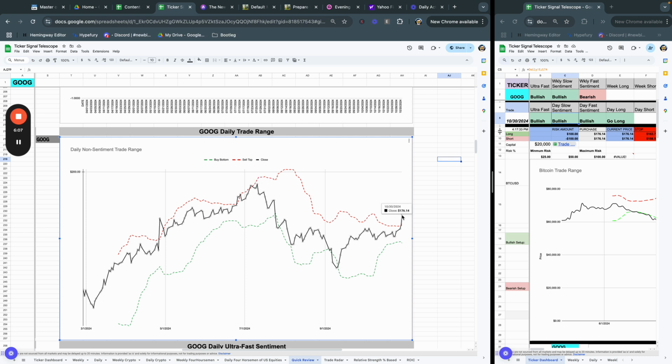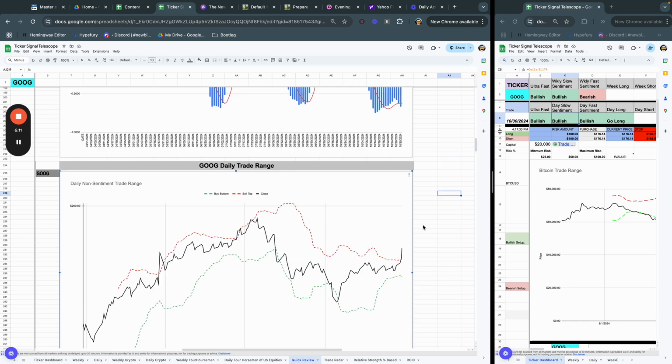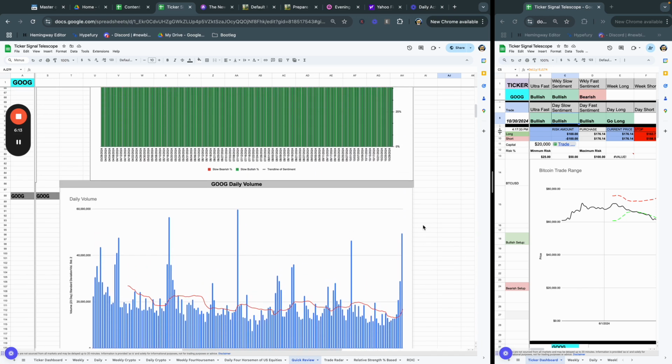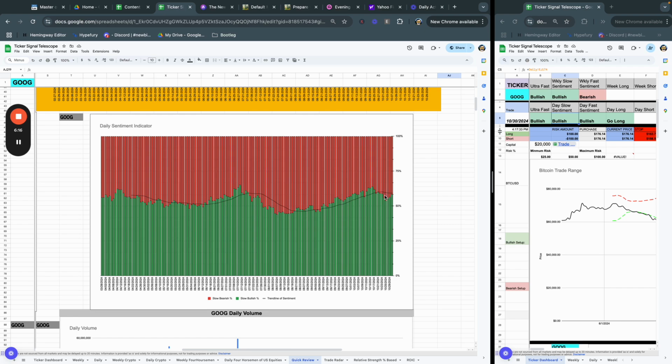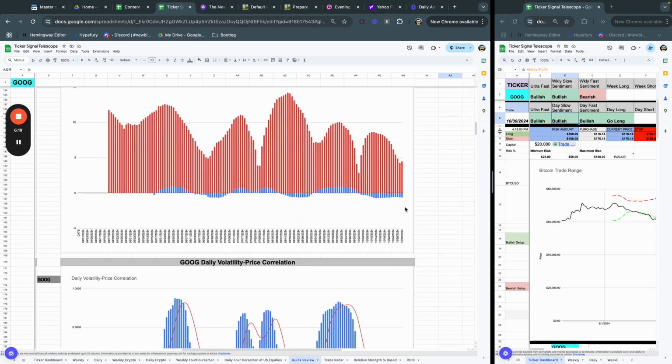This means to me that I could very much trust the idea that I could buy into the dips inside of Google, but that's because I'm looking at the range. I'm looking at the way that the volatility is moving. I'm looking at the way the volume has been. I'm looking at the way that the overall sentiment has been. You don't see that in DJT.